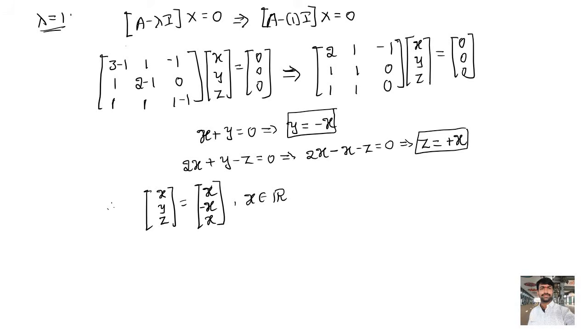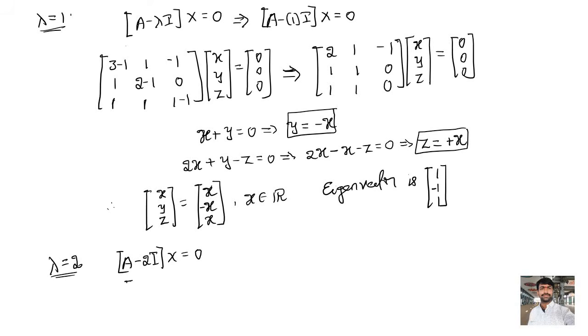Okay, so if you ask me what is the corresponding eigenvector, in place of x you take any real number, that will give you one eigenvector. So here the eigenvector is 1, minus 1, 1. In place of x I substituted 1. Now similarly we need to find the eigenvectors corresponding to the eigenvalue lambda equal to 2. For which I need to write this linear system A minus 2I multiplied with x equal to 0. So let me write that directly.